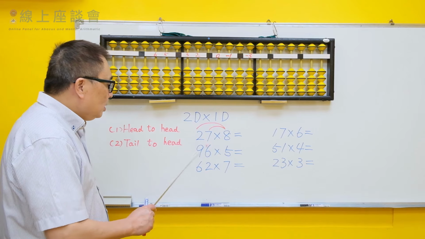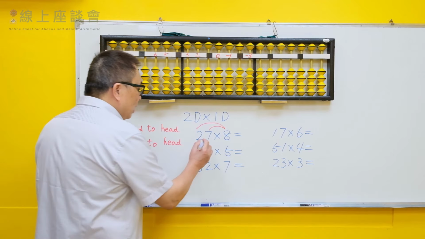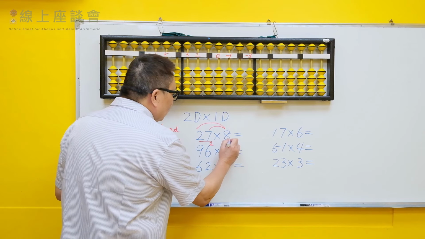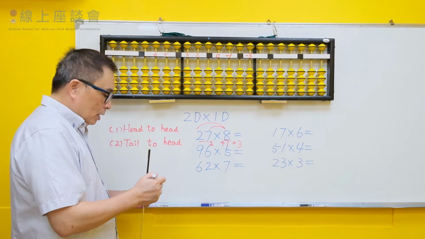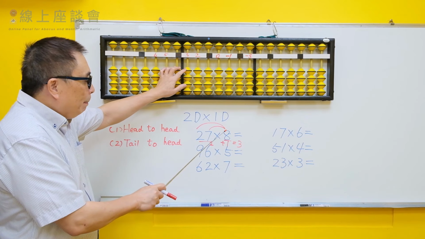For example, 27 has 2 digits and 8 has 1 digit. Together, there are 3 digits. And so, the starting point is 3, which falls on the third rod on the abacus. We will start multiplying from the third rod.